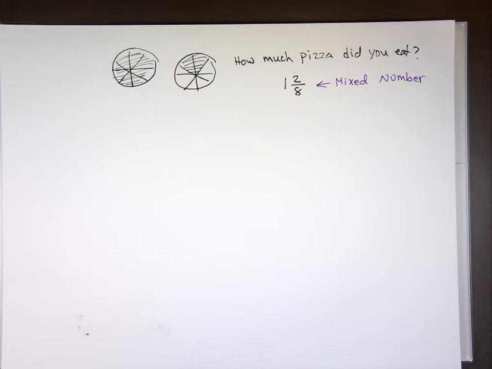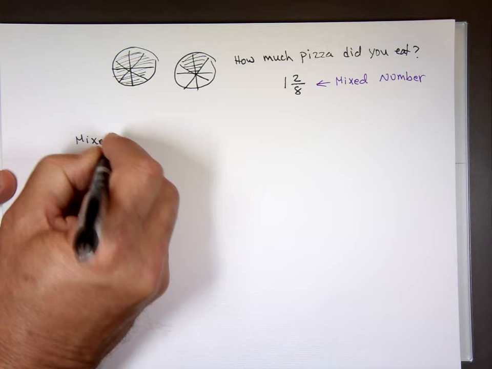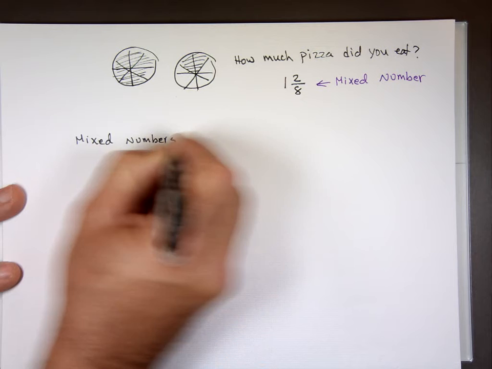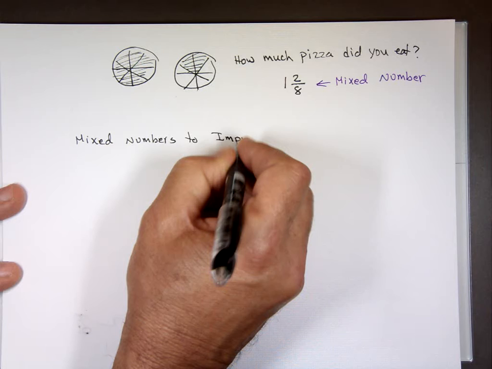So right now we're going to learn how to convert between mixed numbers and improper fractions. So let's look at that. How do you go from a mixed number to, I'm going to call it improper, because when I finish with the math, you're going to see the top is going to be what? Larger.